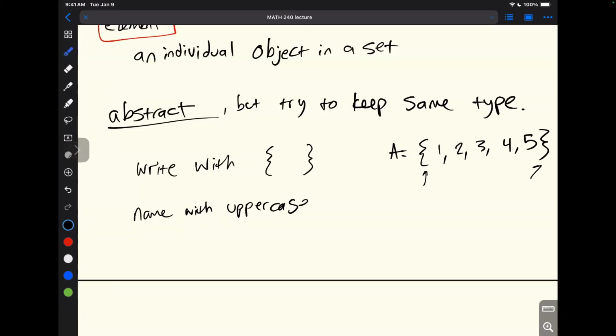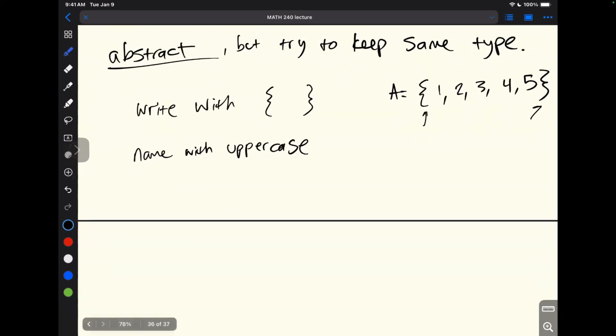We usually name a set with uppercase letters, usually just one uppercase letter. But again, it kind of depends. It's just a variable name, so it can be whatever we want. Convention is uppercase. And then the elements, if we have some set A, we try to use the lowercase letter that goes with it. Like the elements of matrices.